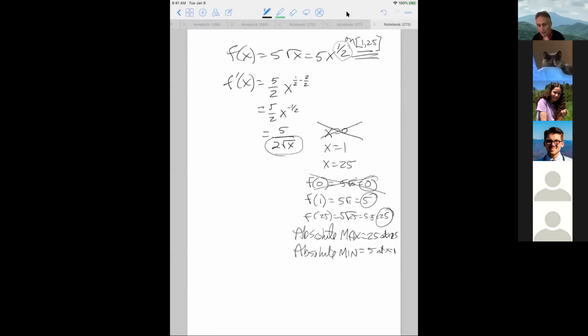I wanted to pick this problem out because I want to show you, you've got to make sure you're conscious of the interval that it's on. And even though 0 could be a critical point, it's not in the interval, therefore it's not one you're concerned with. Okay? That was a good one.